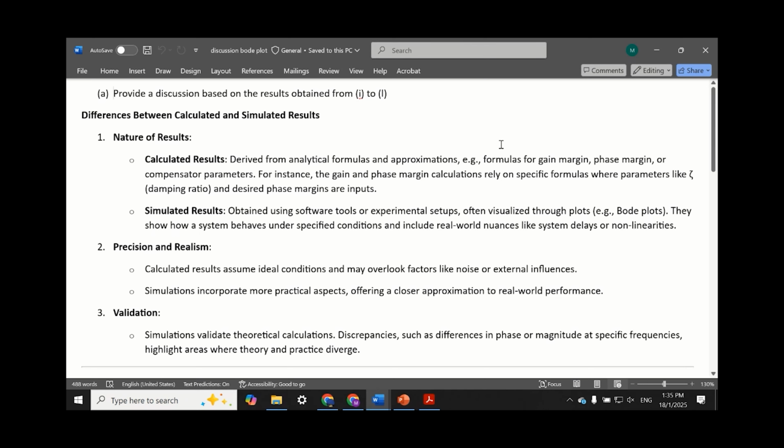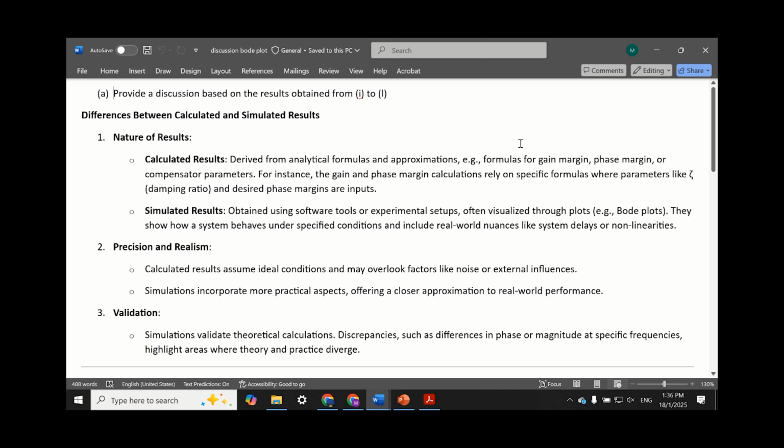Now I will be providing discussion for both plot systems. So the differences between calculated and simulated results. Nature of results: calculated results are derived from analytical formulas and approximations, for example, formulas for gain margin, phase margin, or compensator parameters. For instance, the gain and phase margin calculations rely on specific formulas where parameters like damping ratio and desired phase margins are inputs.